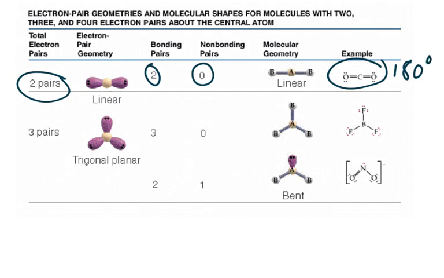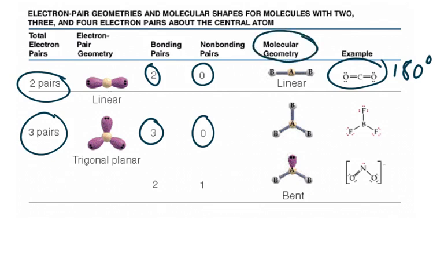Now, look what happens when we go to three domains. If all three domains are atoms, which we would call bonding, so it has three bonding domains and no lone pairs, the molecular geometry, which is actually the shape that we name the molecule, the molecular shape, would also be called trigonal planar. Notice that, and we can go back to the previous one, the electron geometry and the molecular geometry both go by the same name. They're both linear. With trigonal planar, if all three are bonding domains, the molecular geometry is also called trigonal planar.